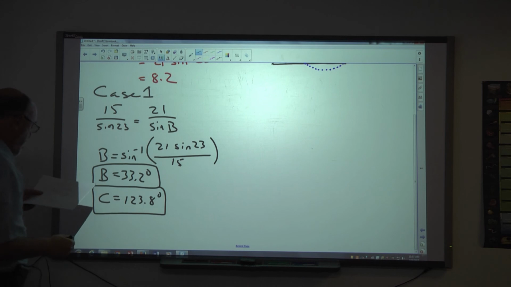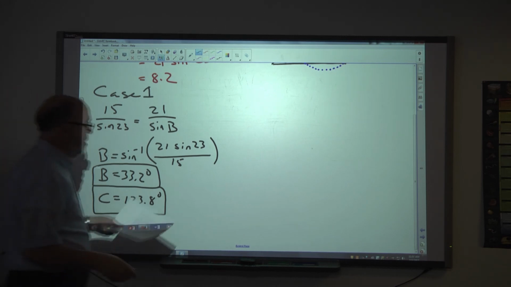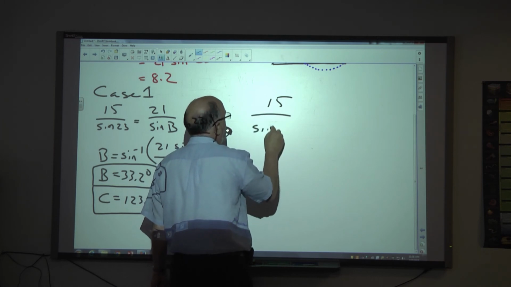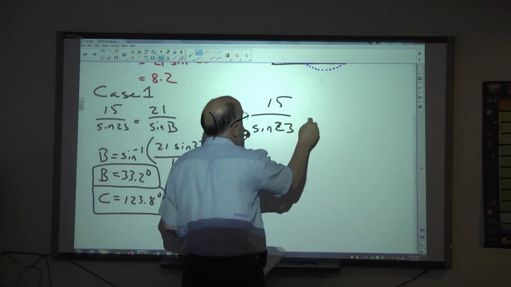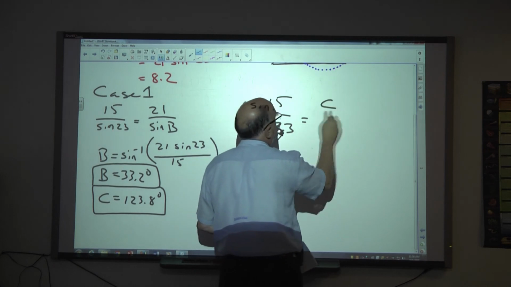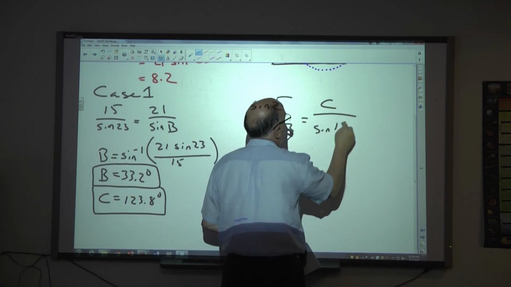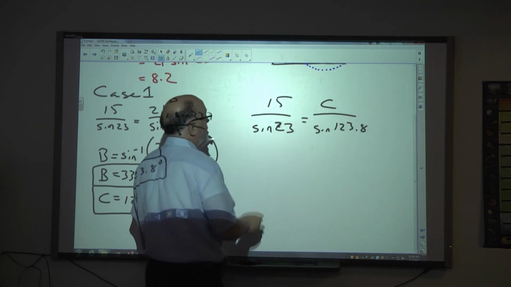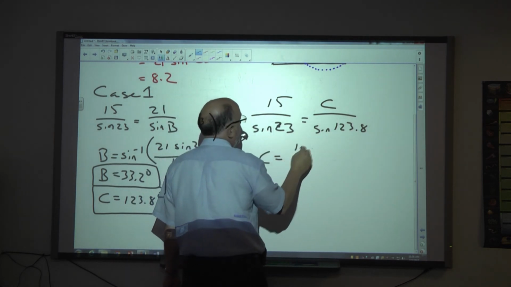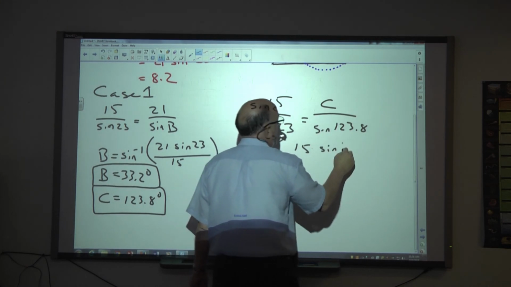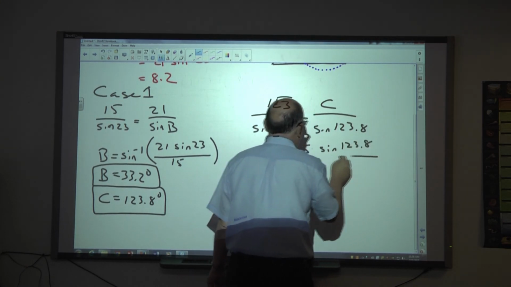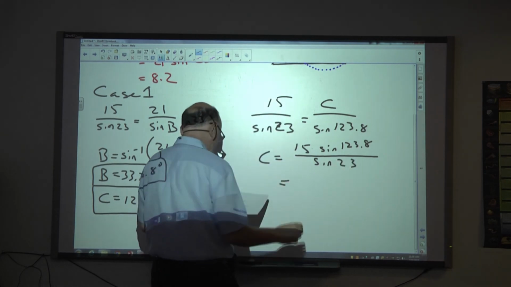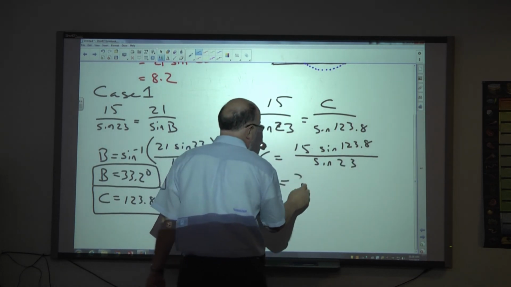And now we need to find the measurement of side C. So we have 15 over the sine of 23 is going to equal C over the sine of 123.8. Again, cross multiply and divide. So 15 sine 123.8 over the sine of 23. And we get that side C comes out to be 31.9.